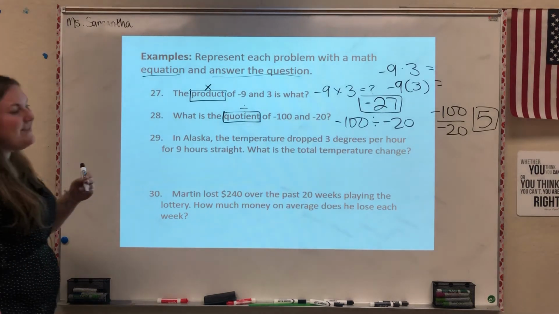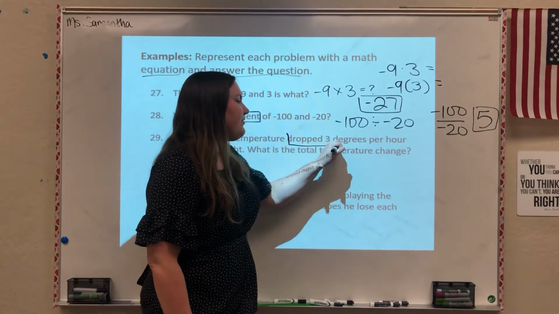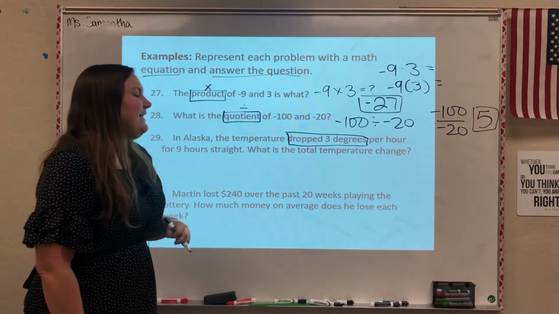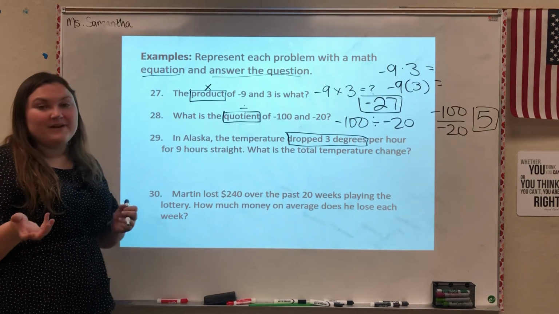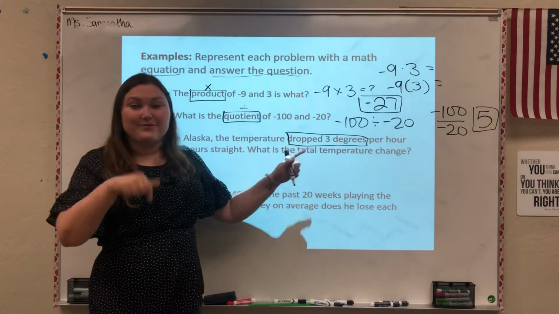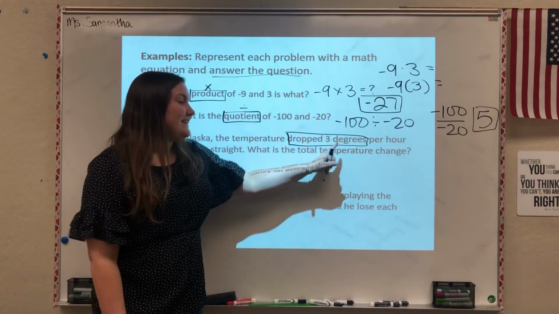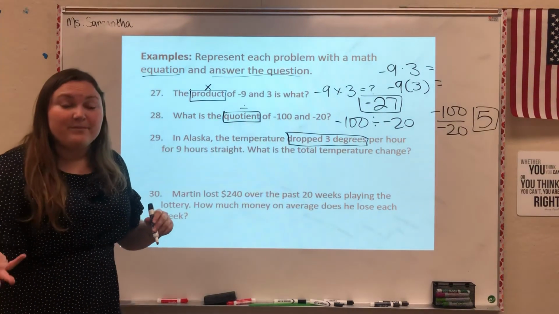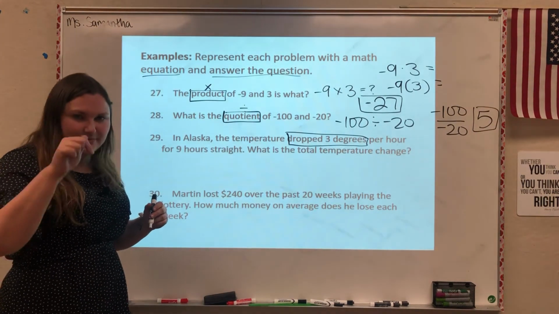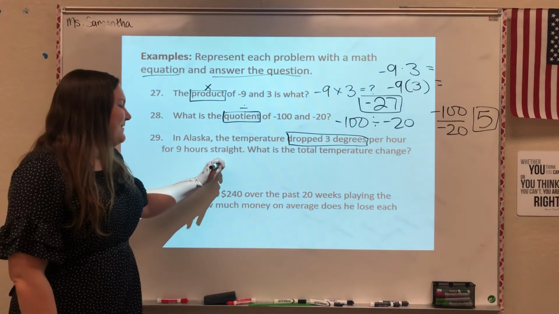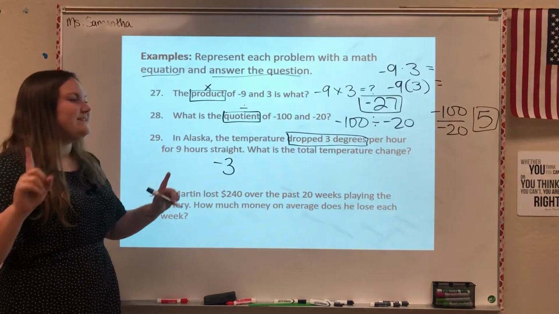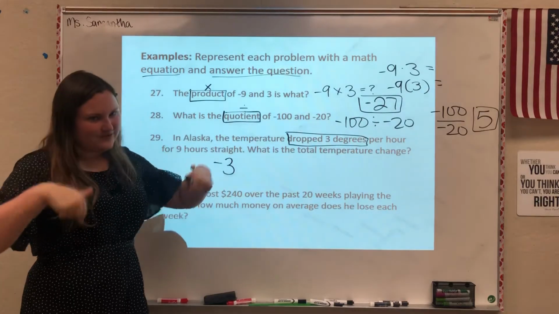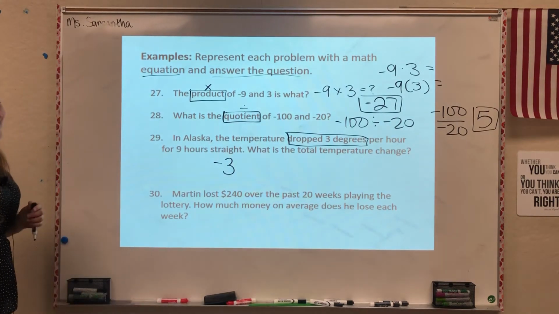Well, they're telling me the temperature is dropping 3 degrees. Now I've put "dropped 3 degrees" in the box because that is important information. The fact that it's dropping 3 degrees tells me that if I want to represent that change, if I want to represent that it's dropping, that means I need a -3. If I wrote +3, that's going to represent that the temperature is going up, not dropping. So we've got our -3.